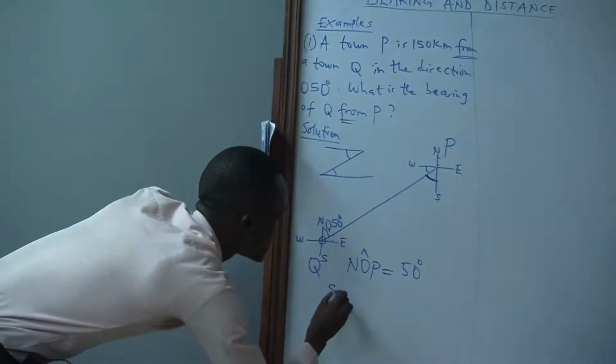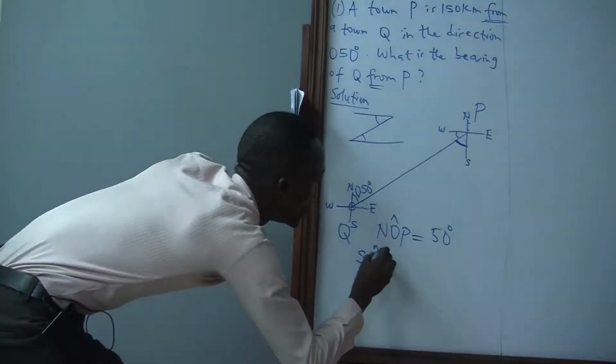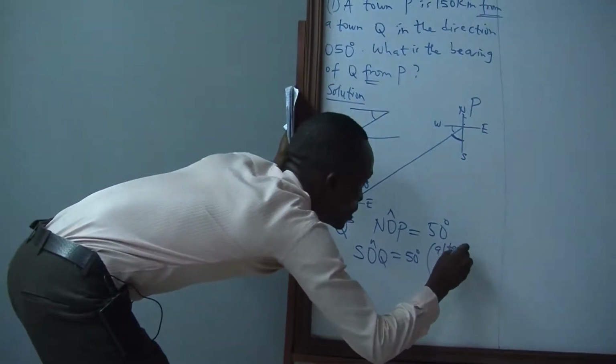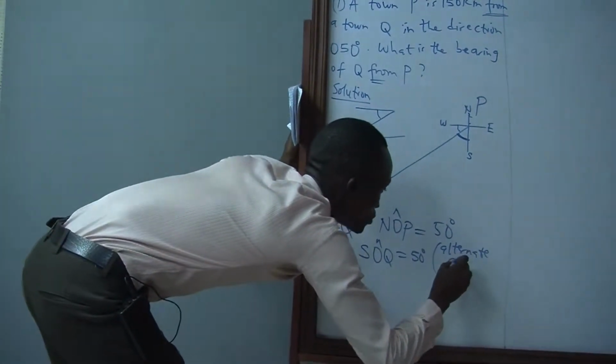Angle SOQ is equal to 50 degrees. And the reason is alternate angles.